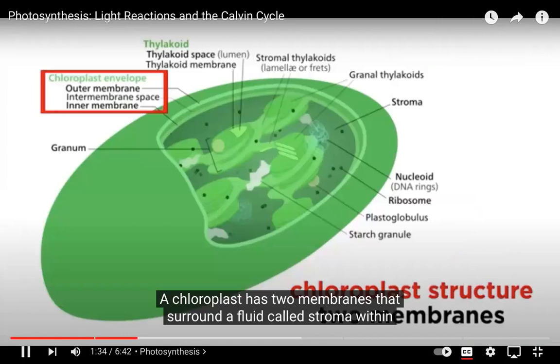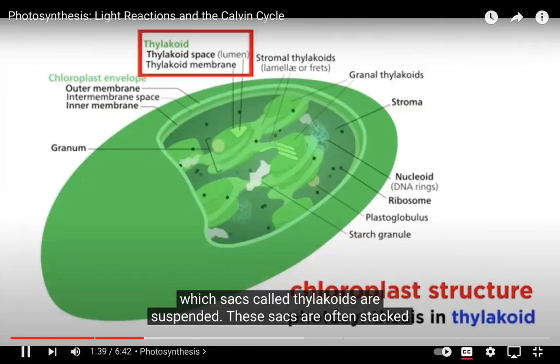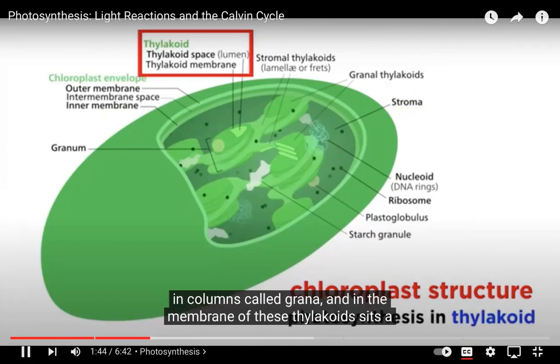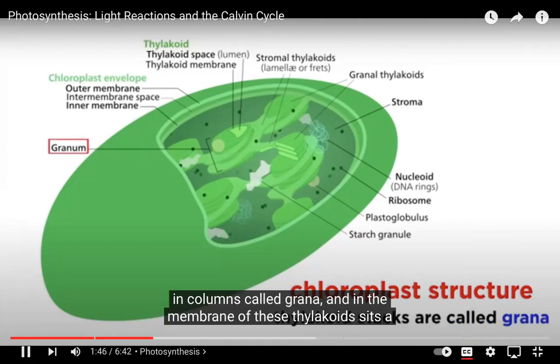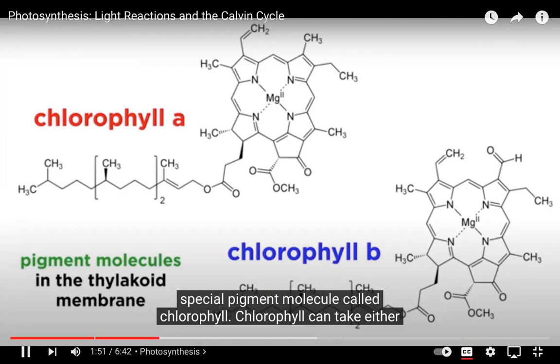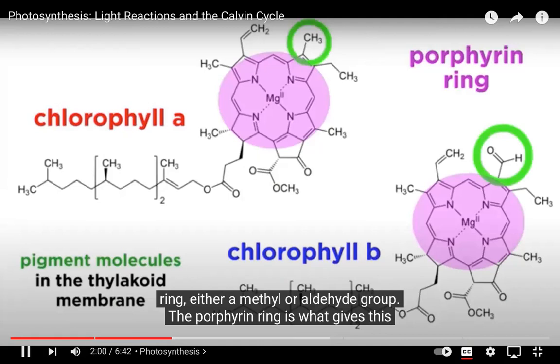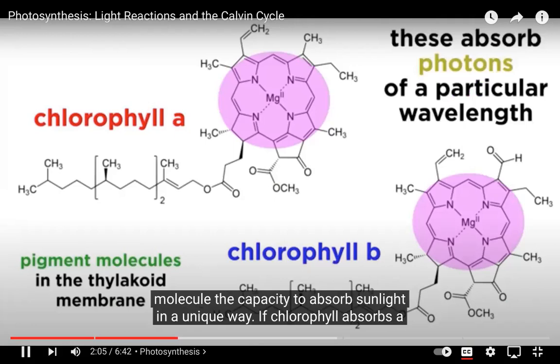A chloroplast has two membranes that surround a fluid called stroma, within which sacs called thylakoids are suspended. These sacs are often stacked in columns called grana, and in the membrane of these thylakoids sits a special pigment molecule called chlorophyll. Chlorophyll can take either an A or a B form, differing only in one functional group inside the porphyrin ring, either a methyl or aldehyde group. The porphyrin ring is what gives this molecule the capacity to absorb sunlight in a unique way.